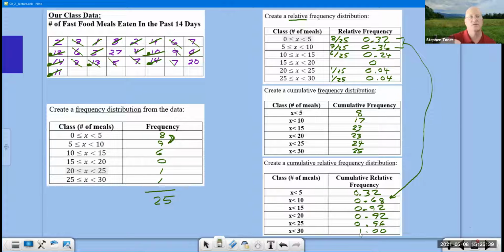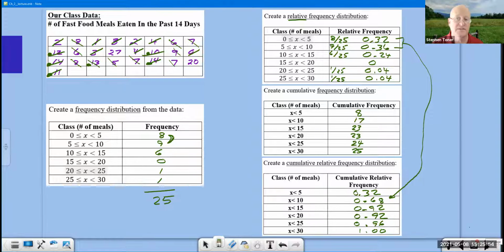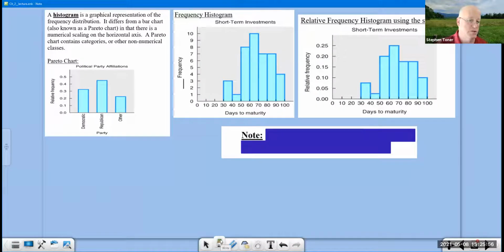If there are 4 digits after the decimal, round to that position unless I tell you otherwise. I also want you to understand the word cumulative, meaning up to this point. Now we're going to turn our attention to the graphs of these different types of distributions.